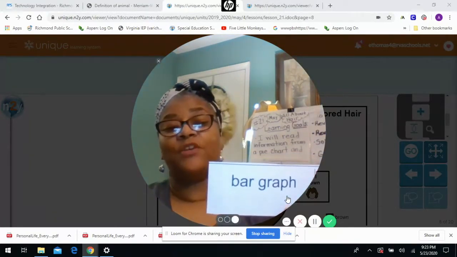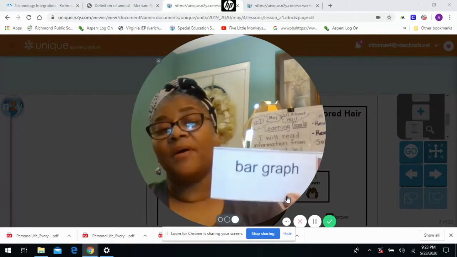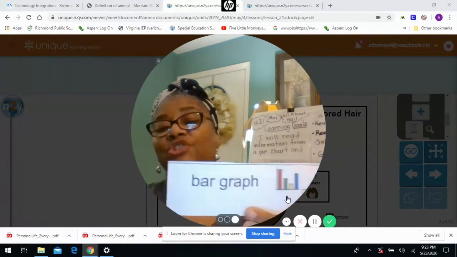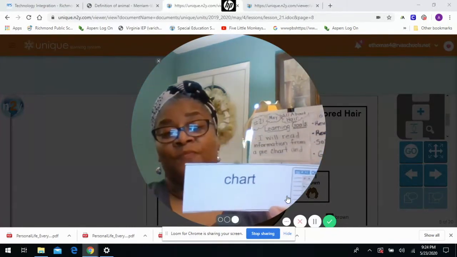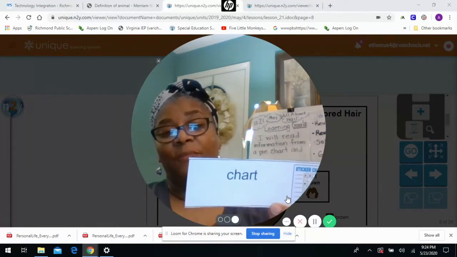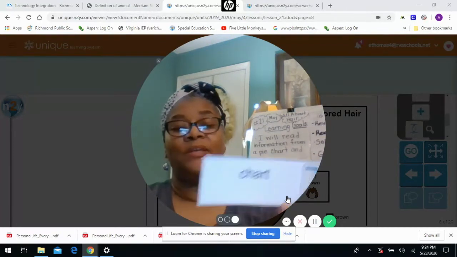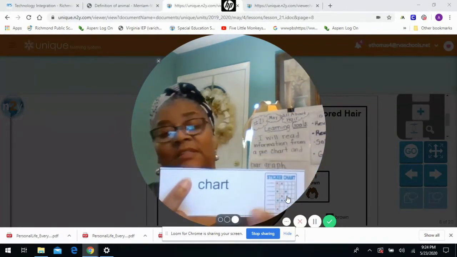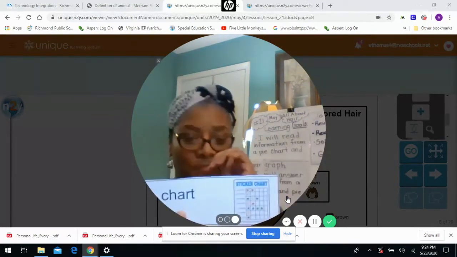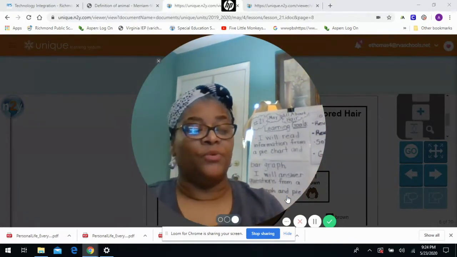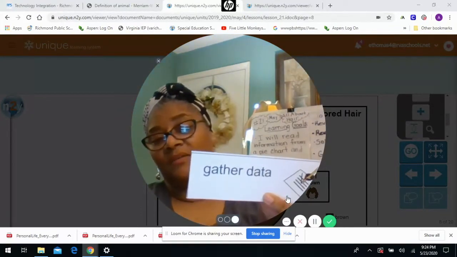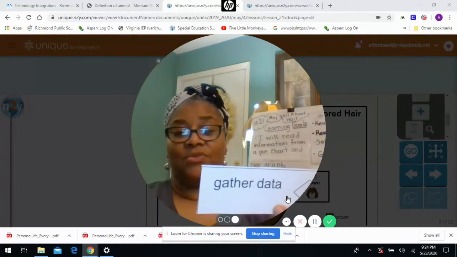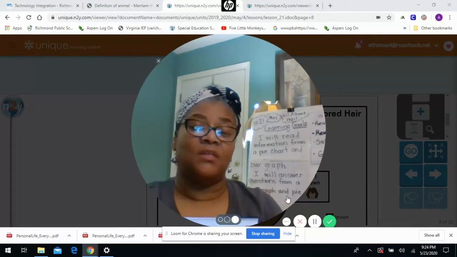A bar graph is a graph that uses columns made up of rectangles to record and show information. All right, we have chart. It's a system for getting information. You put it on a table or in a list. You see how they've collected information right here? And when we're collecting that, we call it gathering data, or data: facts about something that can be used for calculating. Gathering information.